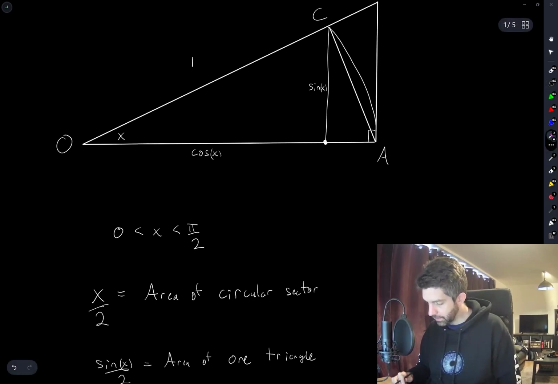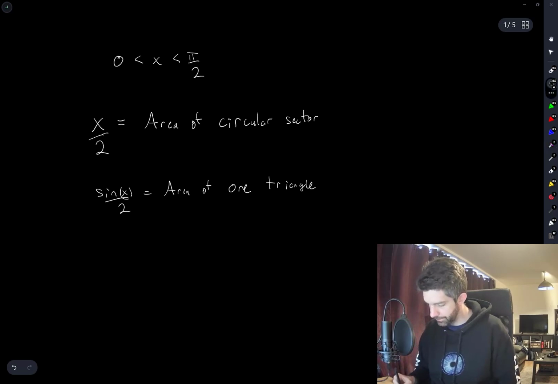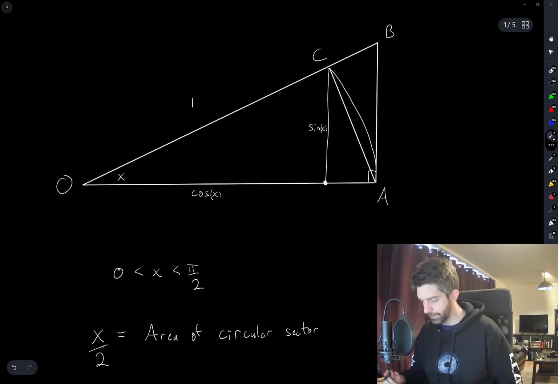And we clearly have that that triangle there is contained within the circular sector. And so this gives us that sine x is less than x. Okay, so that's one part of our inequality done.